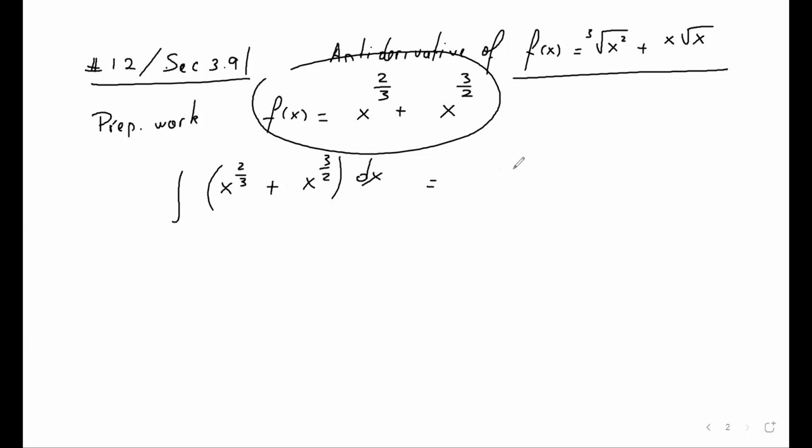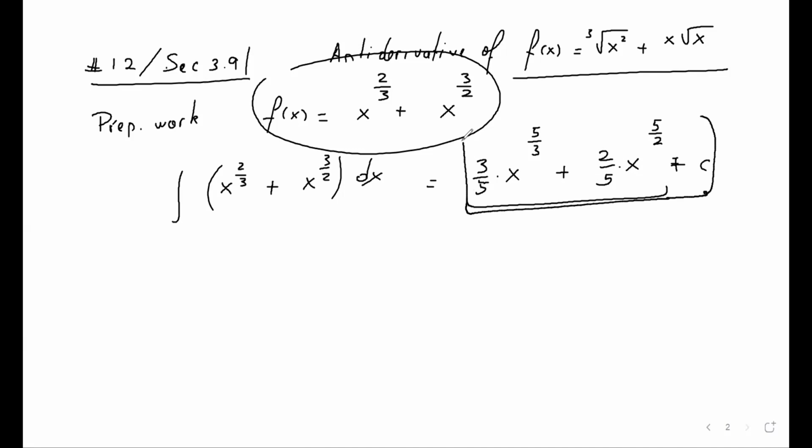That's going to be, folks, for x to the 2/3, we have x to the 5/3 as the antiderivative, because it's adding 1, and 3/5 in front of that. Plus, for x to the 3/2 it's x to the 5/2 and then 2/5 in front of that. So this is the antiderivative, and you can say plus c here if you want. So this is the answer.